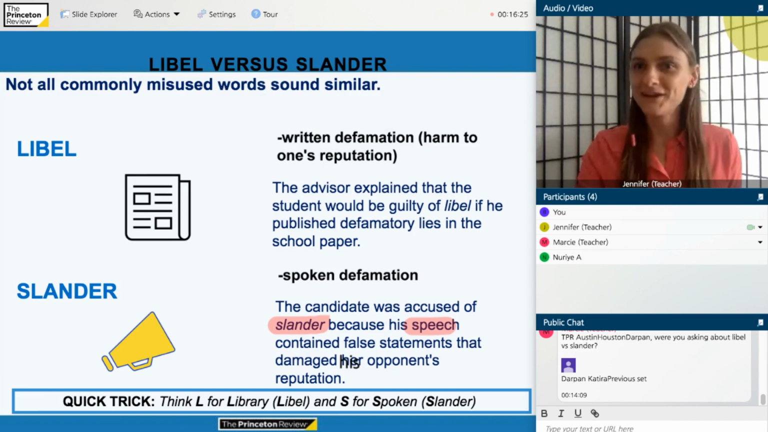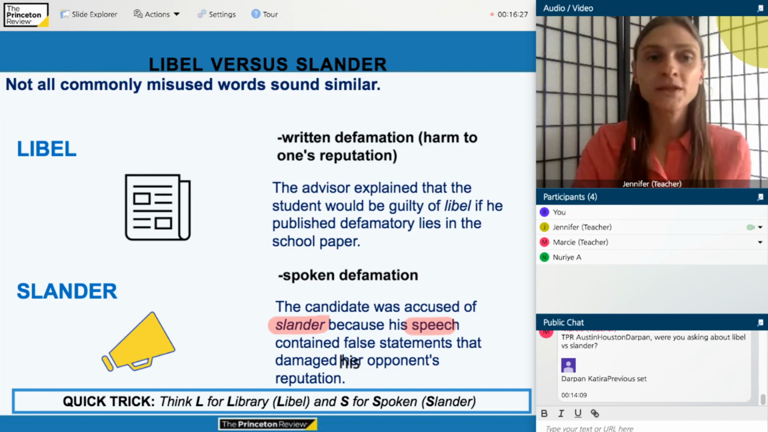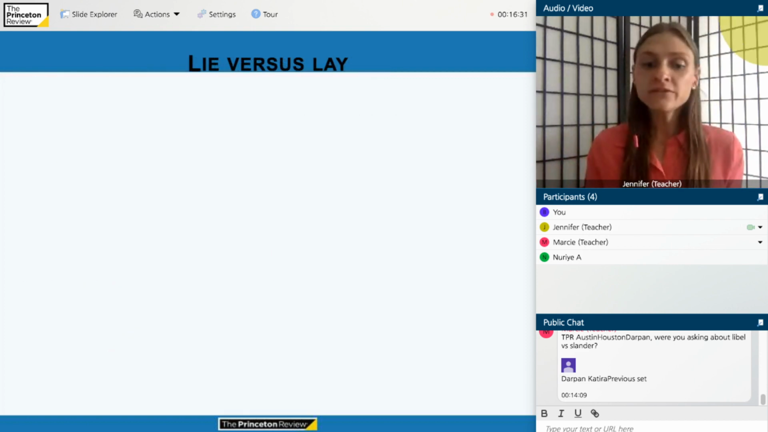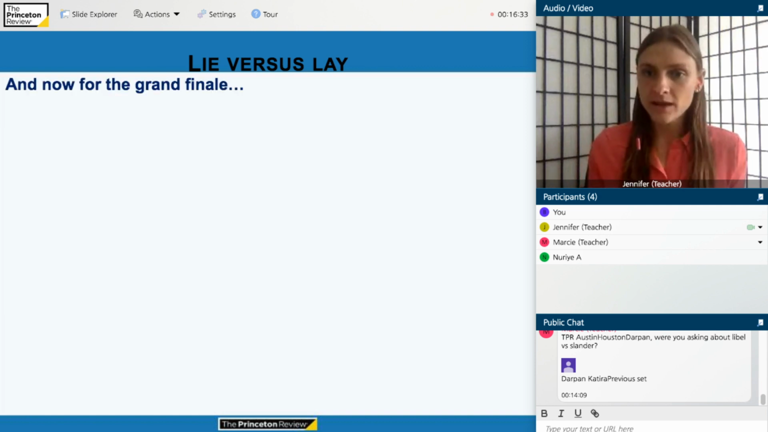So I gave you a preview too quickly of the next one, but let's go ahead and look at lie versus lay. This is a really, really tricky one. And I'm calling it the grand finale because it is one that so many people just confuse. Lie, lay, what do I do? And the words are very similar. They're both three-letter words, and they're usually tricky because we tend to misuse them by accident, not even realizing it.